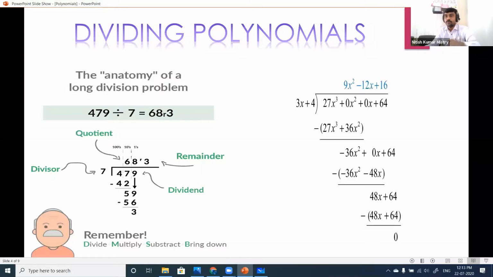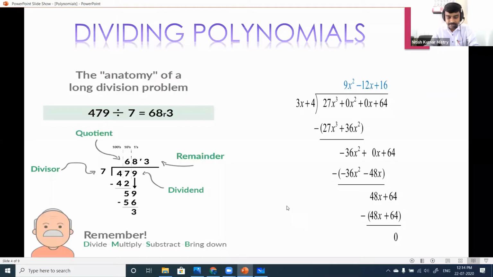Now, if the same thing is done for polynomials, how does it look? It looks like this. Here 27x cubed plus 0x squared plus 0x plus 64 is being divided by 3x plus 4, and on division we got the quotient as 9x squared minus 12x plus 16. That's the quotient, and the remainder is 0, right? Now how are we getting all these steps? We are going to learn how to divide polynomials.